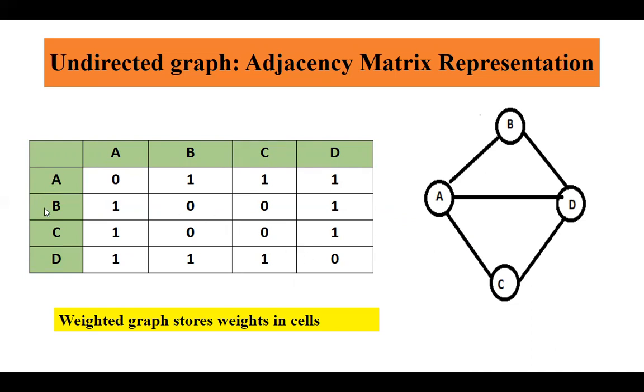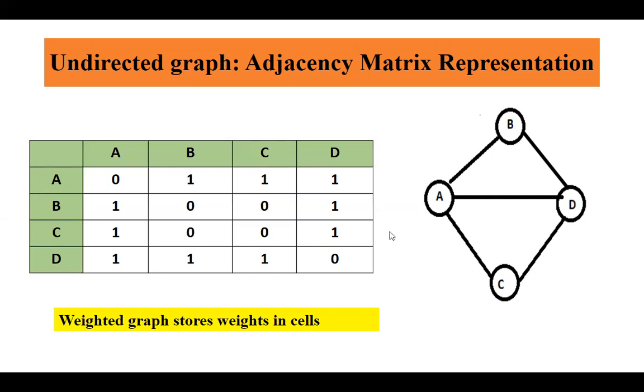Now, if you look at B to C, there is no edge. There is no connectivity between the vertex B and C. So here the entry is 0, right? There is no edge from B to C. Entry is 0. Similarly, there is no edge from C to B. So the entry is 0, right? So entries are 0. Is it fine?